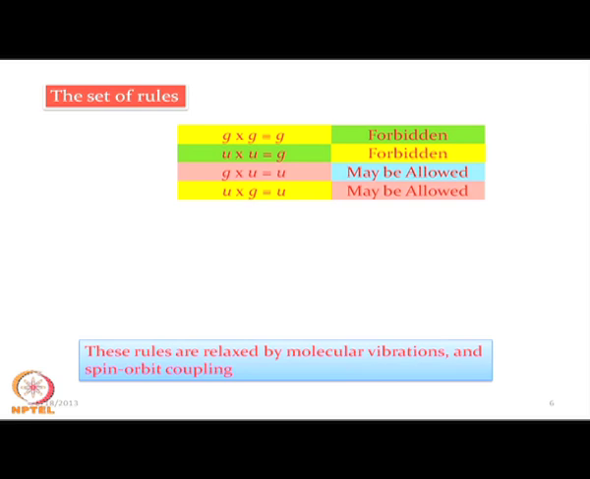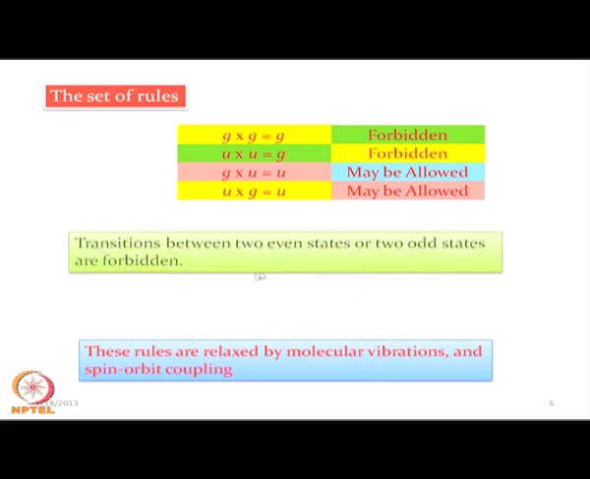So, the set of rules we have now is that g to g is forbidden. For a g to g transition, the product g times g is g, and u times u is also g. So, these are two forbidden transitions. But for g to u the product is u, and for u to g the product is also u. In these two cases, when the products are u, that means uneven or odd, they may be allowed transitions. So, transitions between two even states and between two odd states are forbidden.